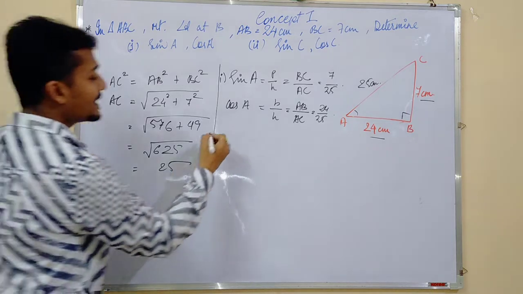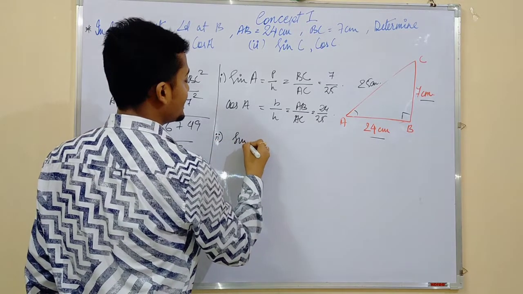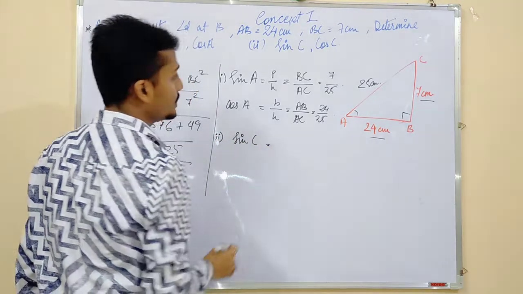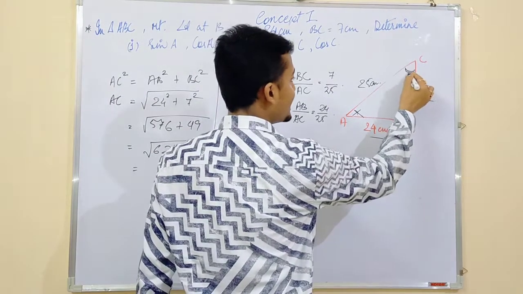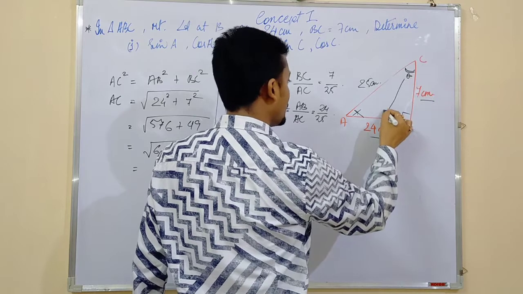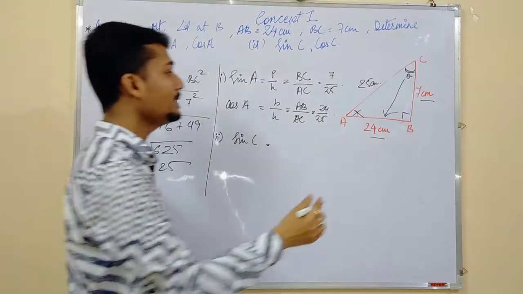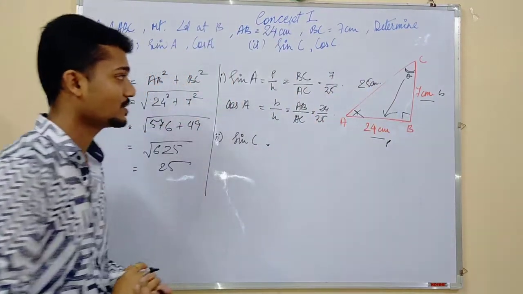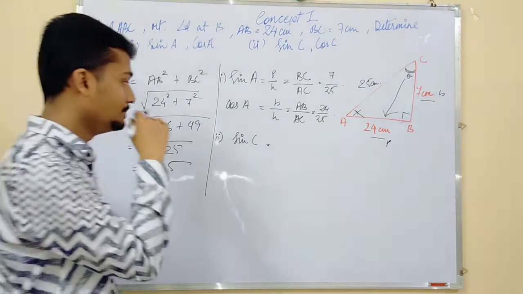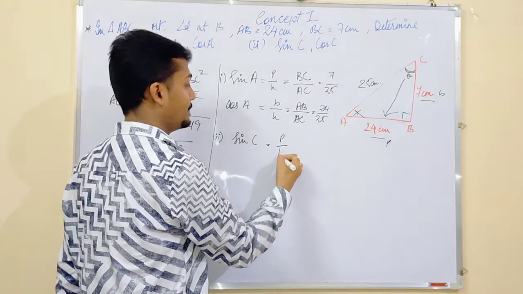Okay. Now the second one. It is sin C. Sin C is equal to, now we are not counting this particular part, we are counting this. That means this will be your theta. Then the opposite side will be your P, and this one will be B. This one will be P, this one will be B, that one will be H. That is clear?